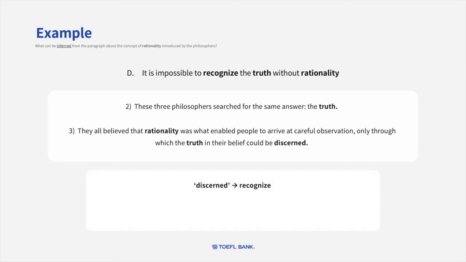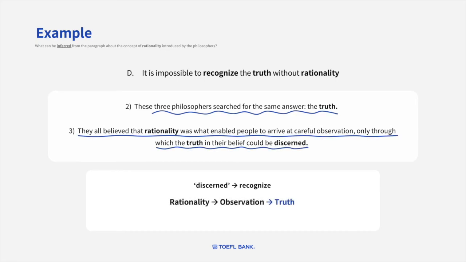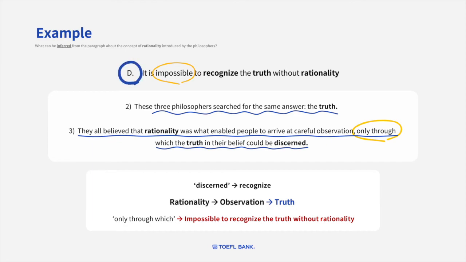Discern in the passage was paraphrased to recognize. The passage stated that three philosophers searched the truth, and they all believed that rationality was what enabled people to arrive at careful observation, only through which the truth in their belief could be discerned. Only through which, meaning that it is impossible to recognize the truth without rationality. D is the correct answer to the question.